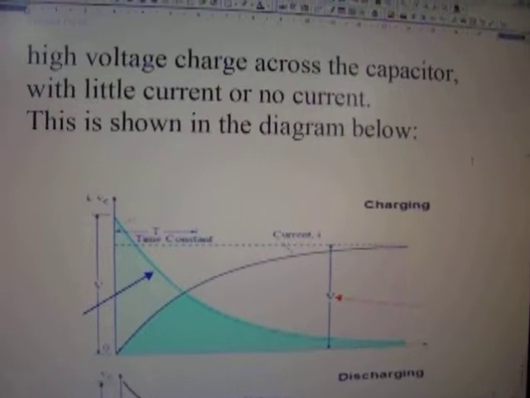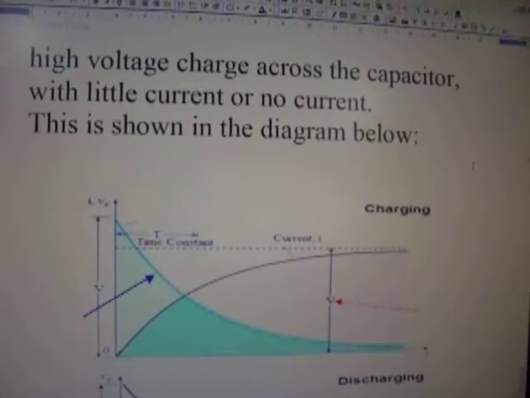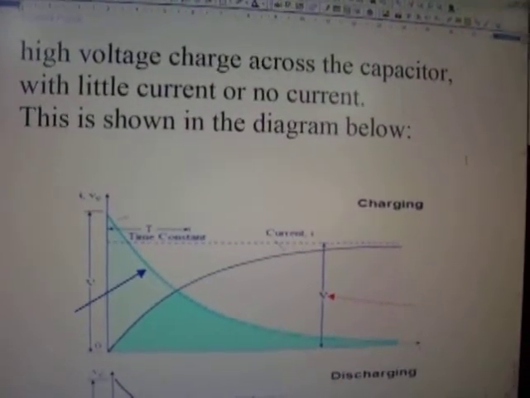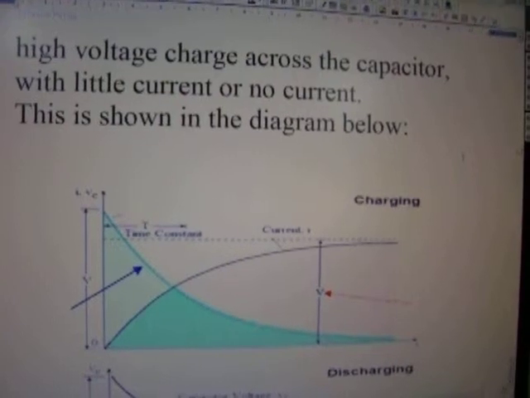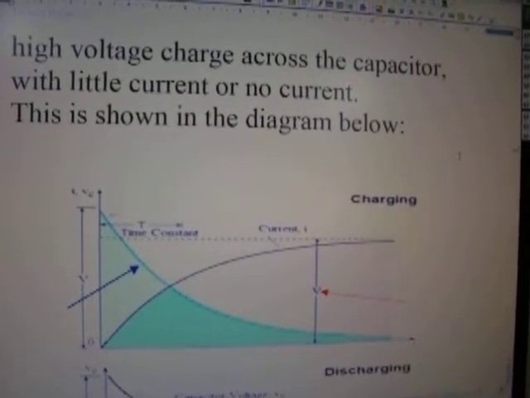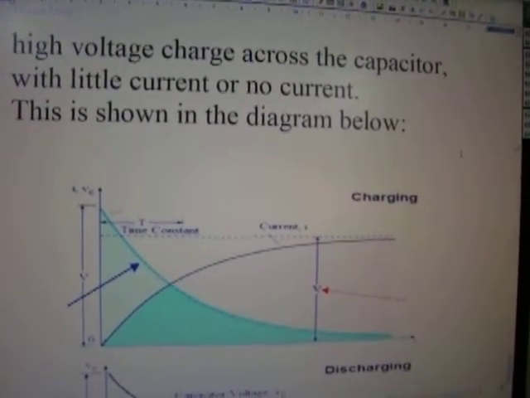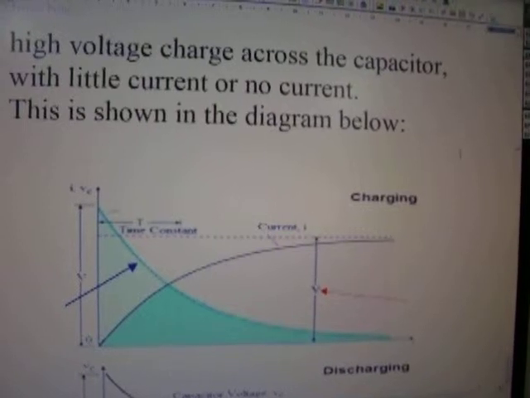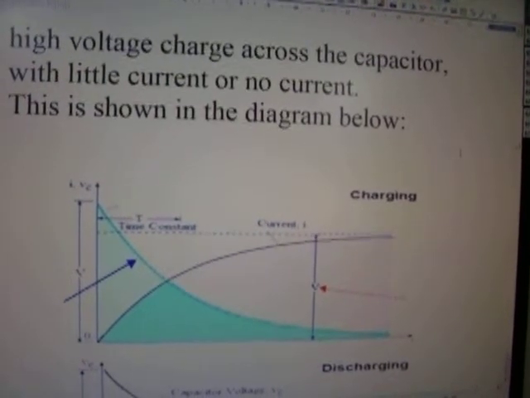Here is the charge and discharge graph of a capacitor. Okay, and you'll see that there's a moment in time when both the rising charge and the dissipating current cross each other.